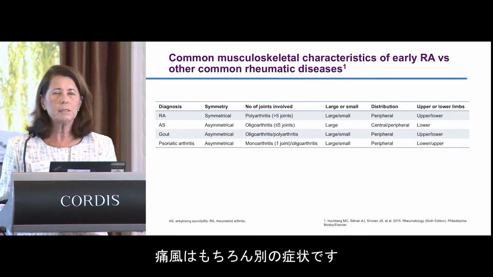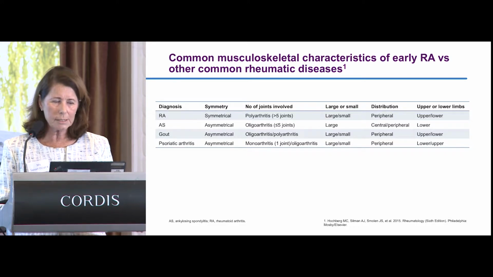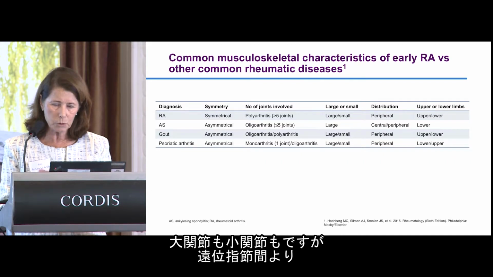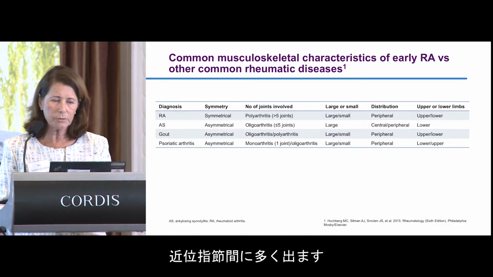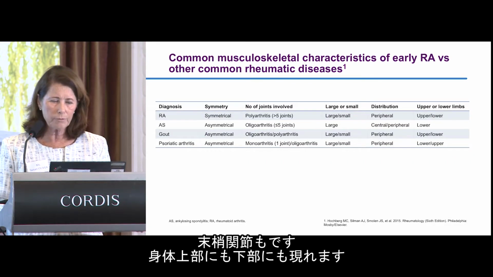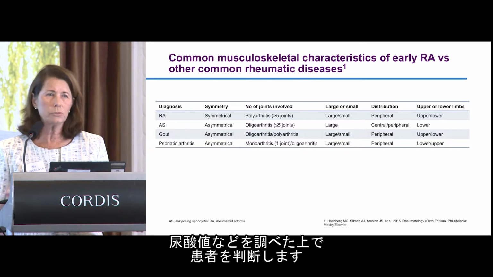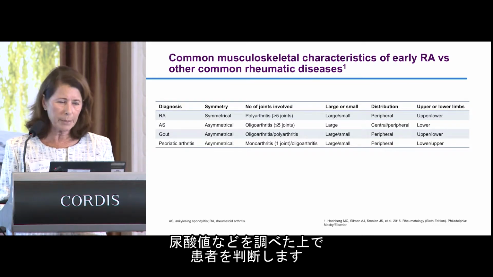Gout, of course, is a different presentation. It's asymmetrical. You see lots of the smaller joints, large and small joints, but lots of the PIPs rather than the DIPs involved. Peripheral again, but it can be upper and lower. But again, you're looking at what else would you look at? Uric acid, those sorts of things to then define that patient.